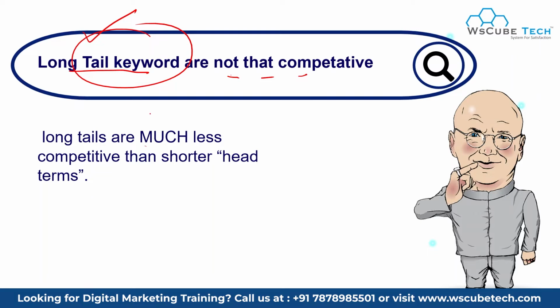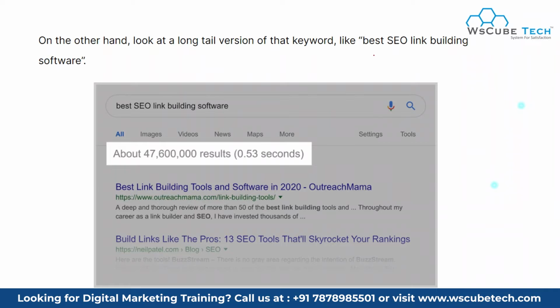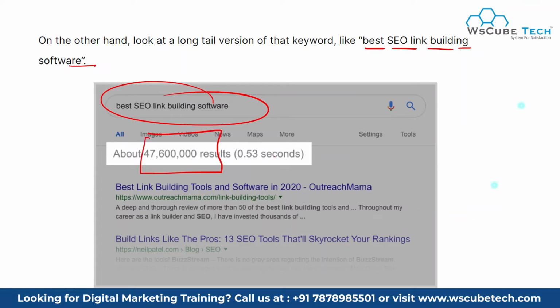For example, a short tail keyword here is link building. If you simply type link building on Google, you can see that we have this much result available for this particular keyword. Now in terms of a long tail keyword, for example, this is my long tail keyword here, and you can see that we have only this much result available. So that's why we can say that this is not as competitive in comparison to your short tail keyword.